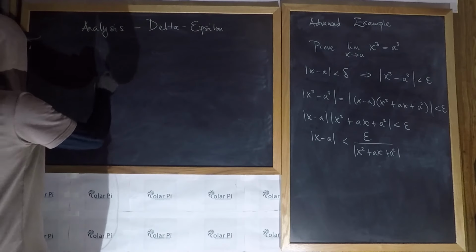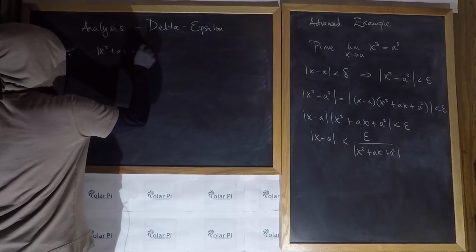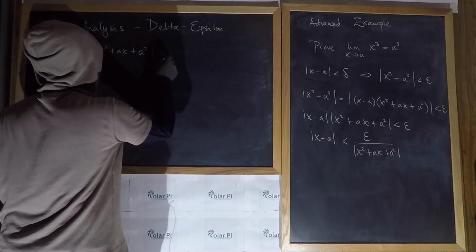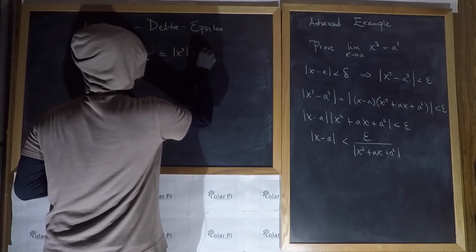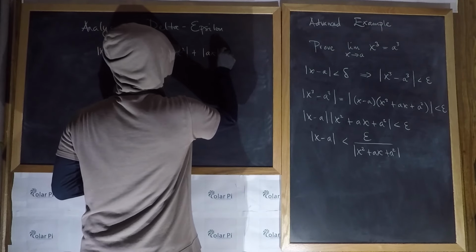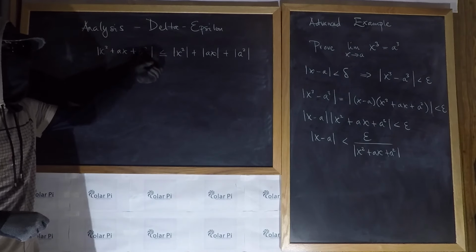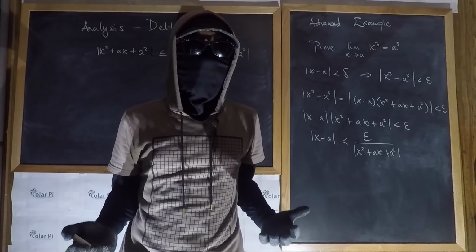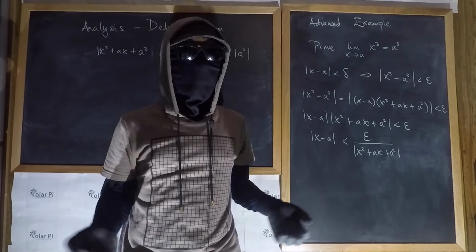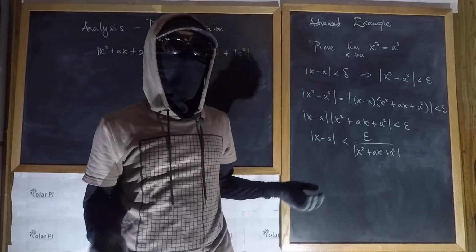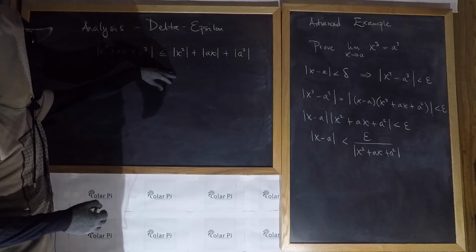Well, first, notice that the absolute value of x squared plus ax plus a squared is less than or equal to the absolute value of x squared plus the absolute value of ax plus the absolute value of a squared. This is true by a double application of the triangle inequality theorem, and I have a video stating and proving the triangle inequality theorem, so check that out. It's a useful theorem in analysis, and it's useful here.